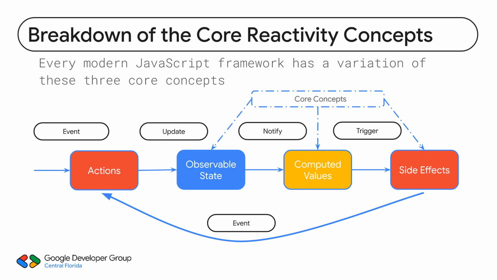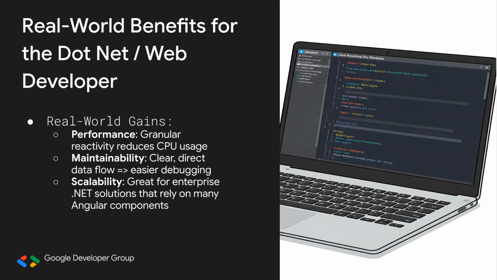Every major reactive JavaScript framework is built on these concepts. Whether it's Angular signals, Vue refs, Svelte reactive variables, React hooks, they're all about managing observable state, computed values, and side effects. It's really the core of reactivity. So for our listeners, for .NET and web developers out there, why should they care about this?